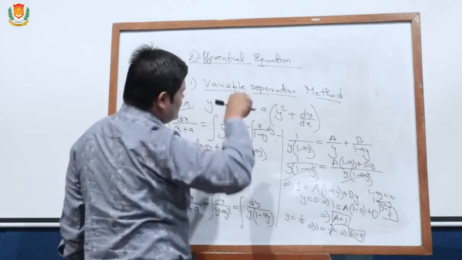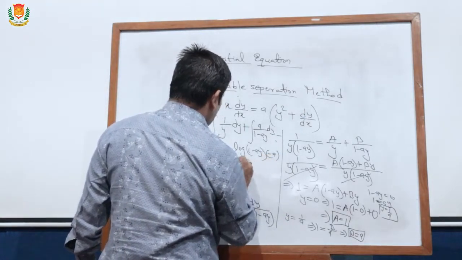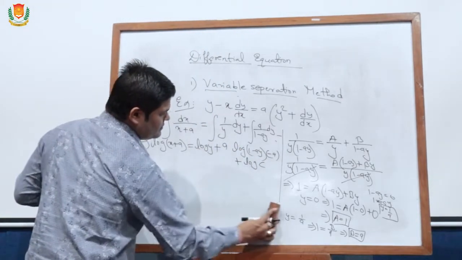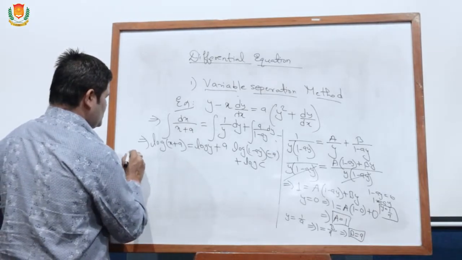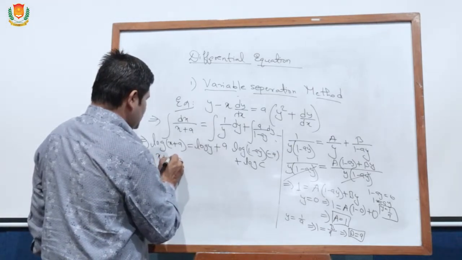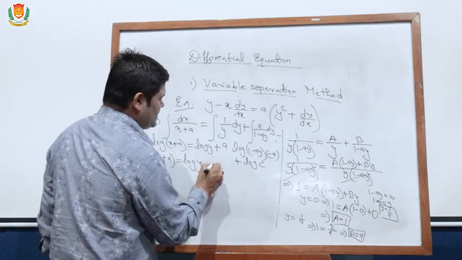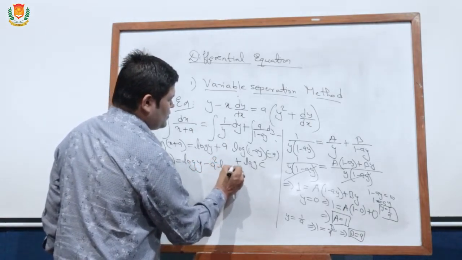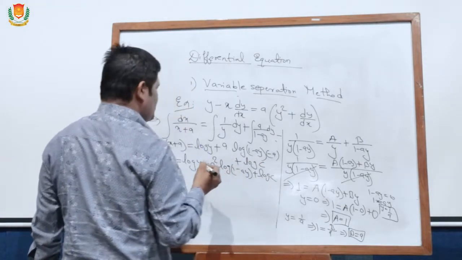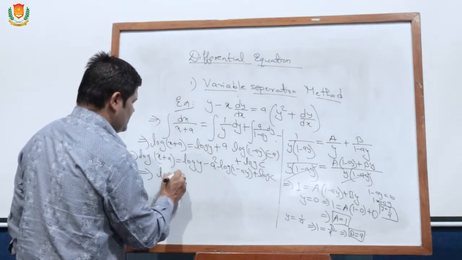into minus a, yes, minus a, plus log c. And I remove this here. So log x plus a equals log y minus a square log 1 minus ay plus log c. Then we have the property of log, and by the property of log we can easily get the answer.